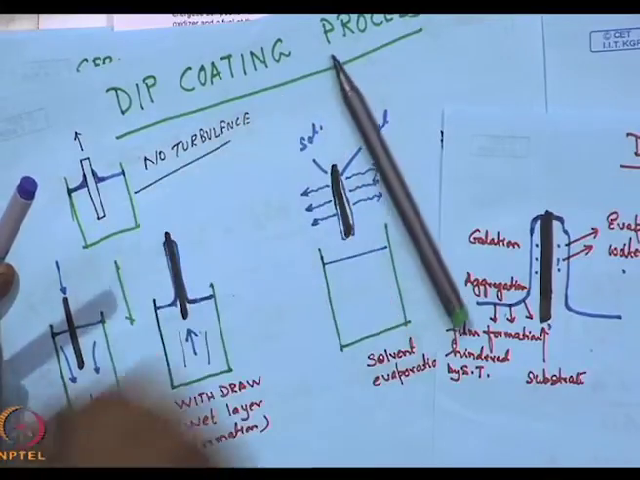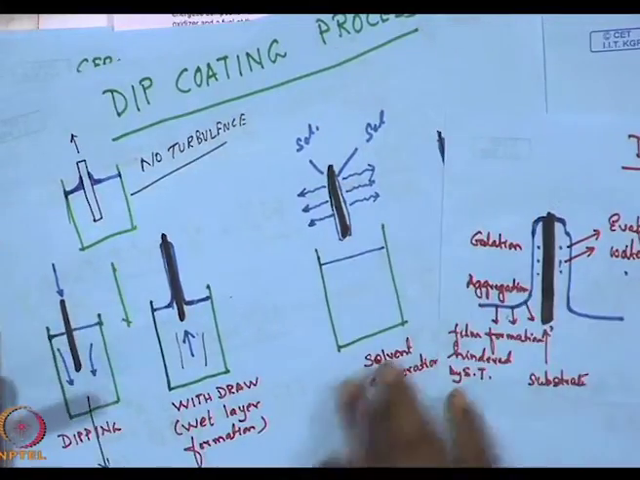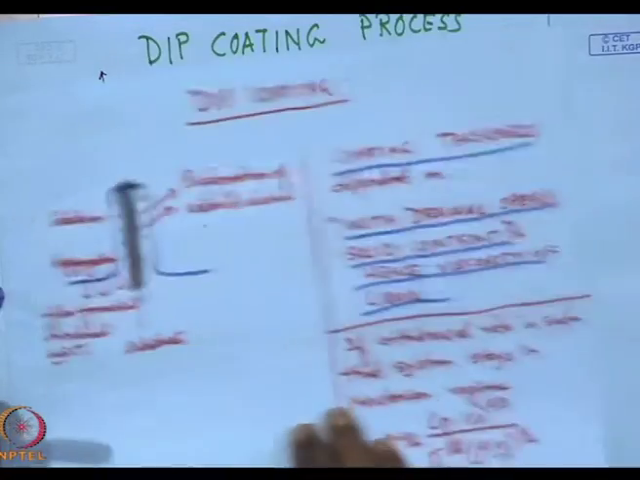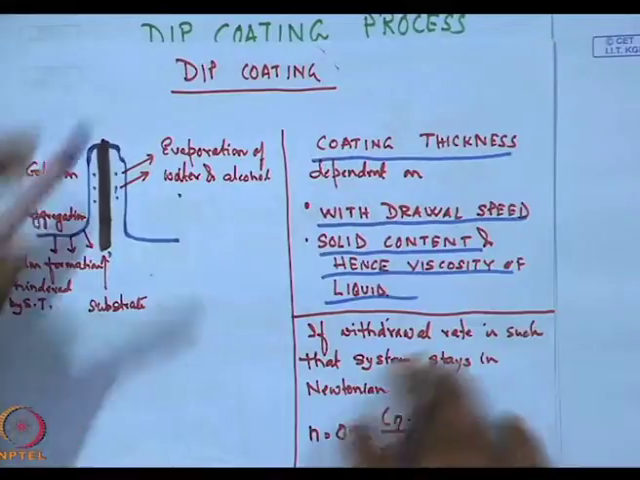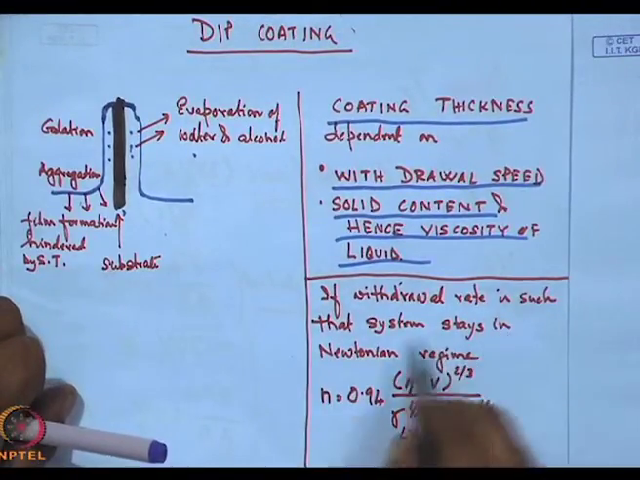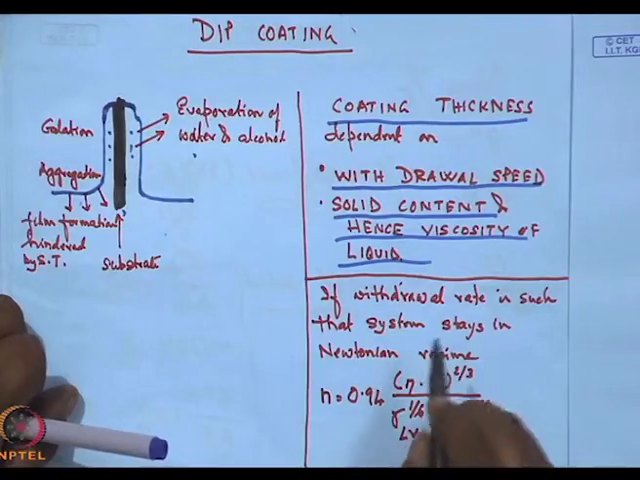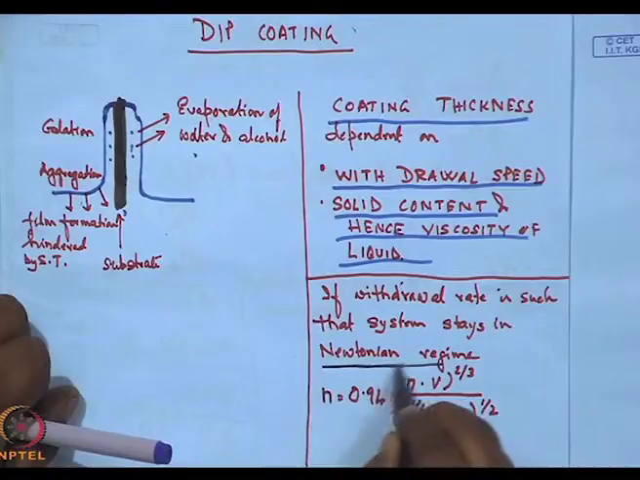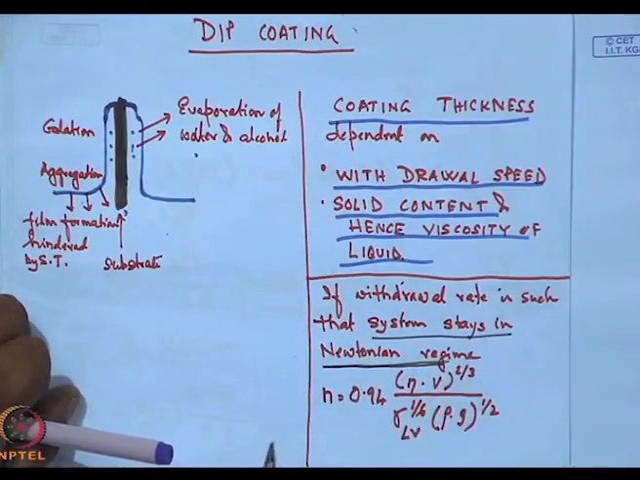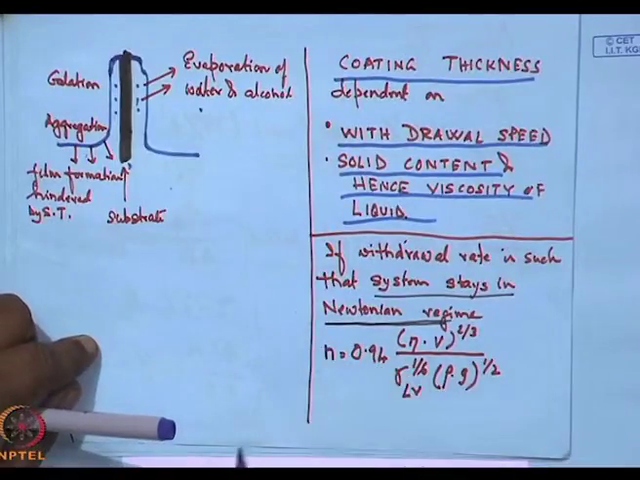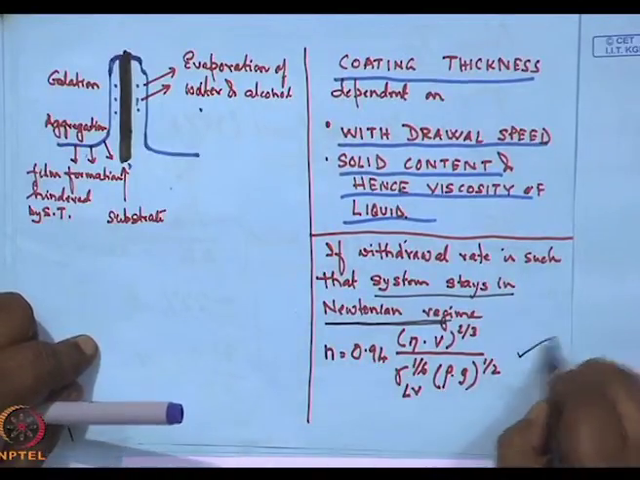No turbulence occurs. Otherwise, we will have a real random mixture. So, if the dip coating process is correct and if the withdrawal is such that there is no turbulence, that the system stays in the Newtonian regime, then the thickness of the coating is given by this equation.